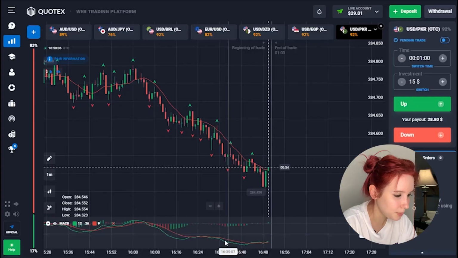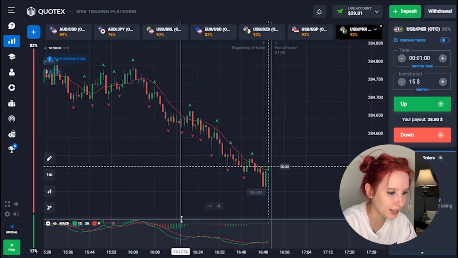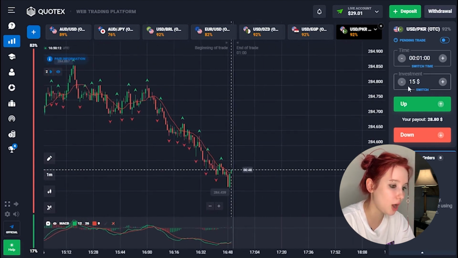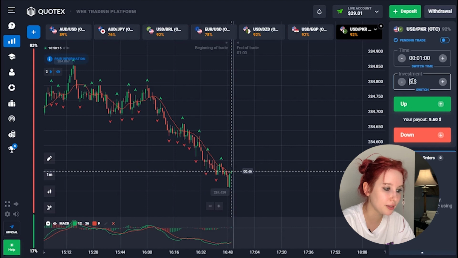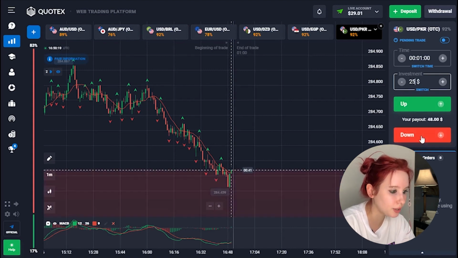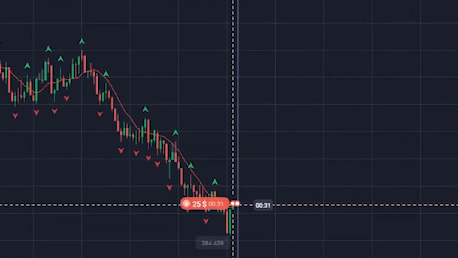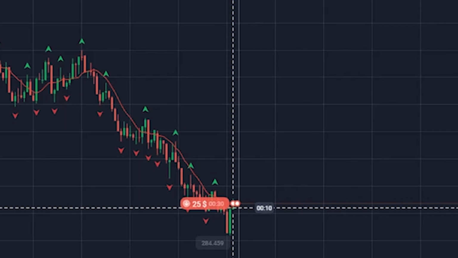Let's look further. A downtrend movement again. As we can see, the MACD indicator has been in the lower position for a long time, and I think that after all, the price will continue its movement. And let's work on and increase investment and bet on a decrease.